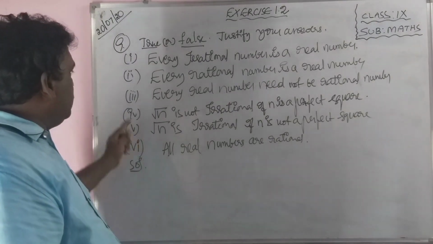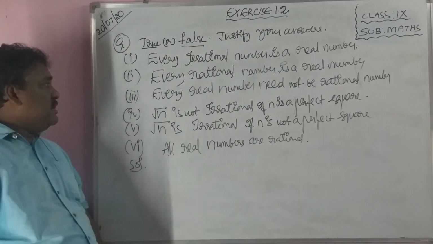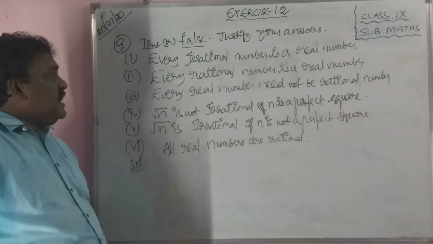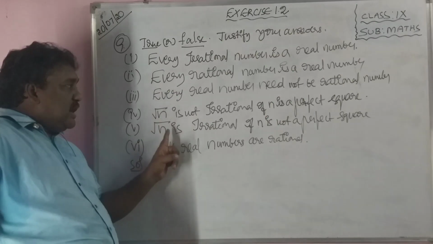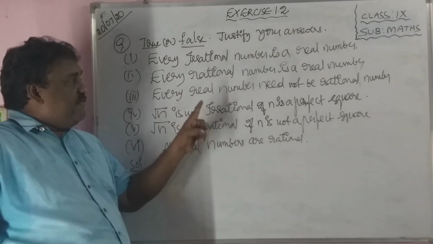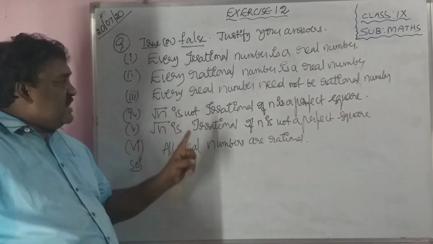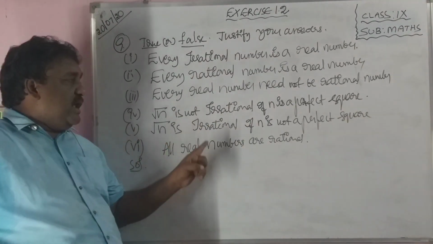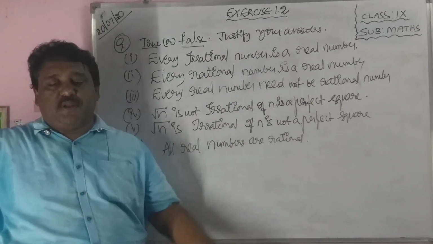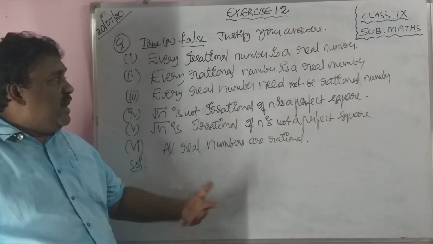Write down the problem. Second one is every rational number is a real number. Third one is every real number need not be a rational number. Fourth one is root n is not irrational if n is a perfect square. Fifth one is root n is irrational if n is not a perfect square. Sixth one is all real numbers are rational. Write down the problem first, then we will do the answer.